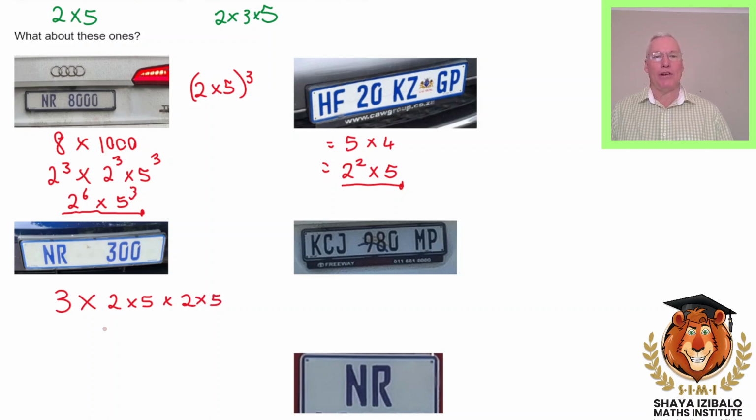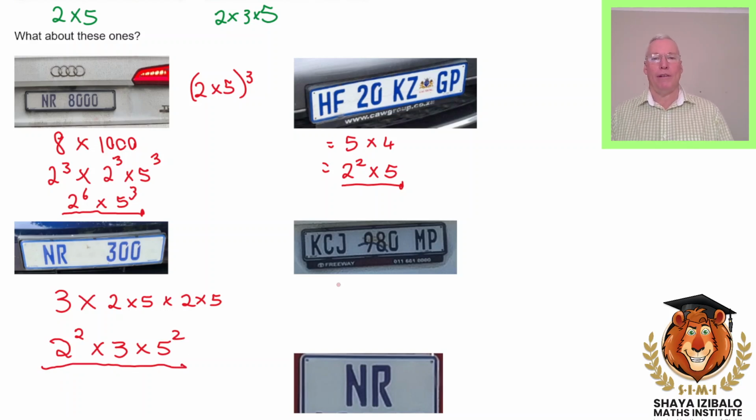Okay, and the way we like to group them is we like to group them from the smallest to the biggest. 2 2's. 2 squared means 2 times 2. Only 1 3. And then 2 5's. And that is the prime factorization of 300.